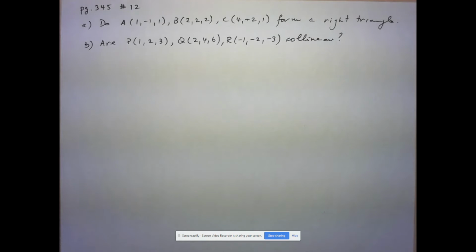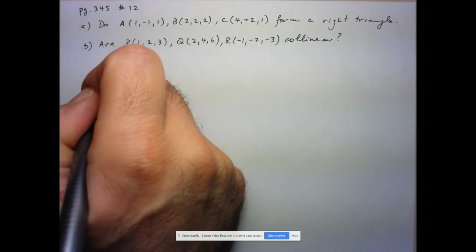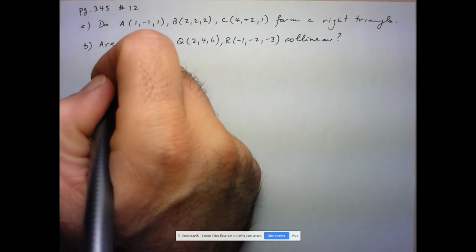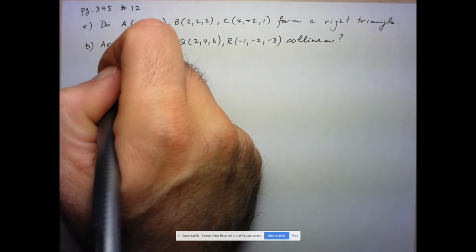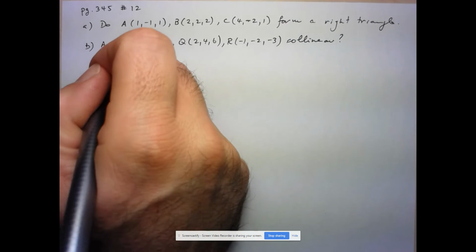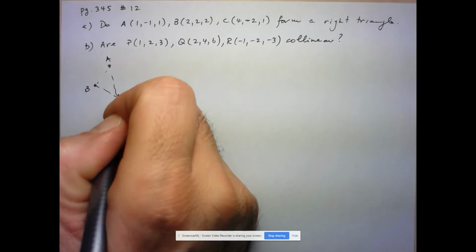Hi, folks. We're going to take a look at page 345, number 12. In part A, they ask us whether these 3 points form a right triangle. If I take the points and draw them out, to show that they create a right triangle or not, say this is A, B, C.